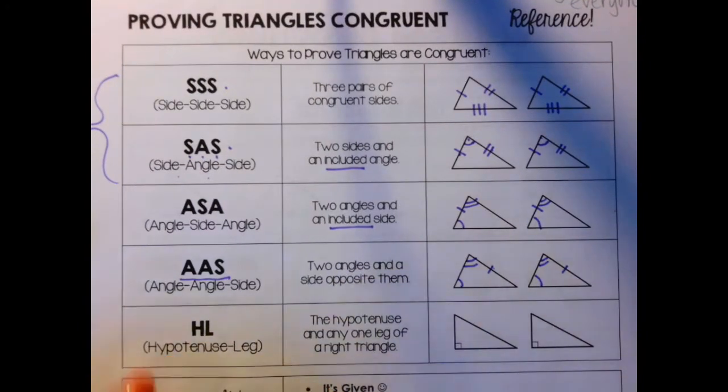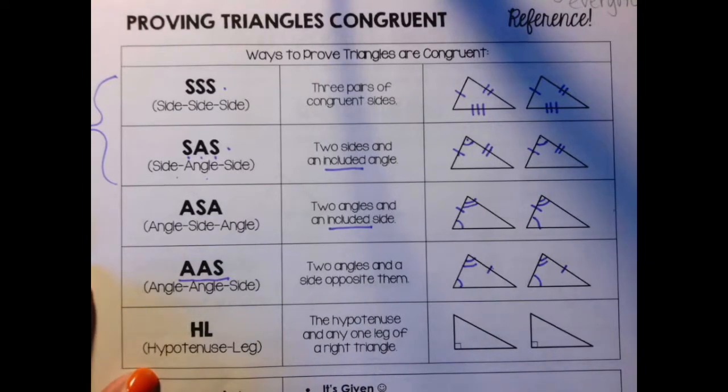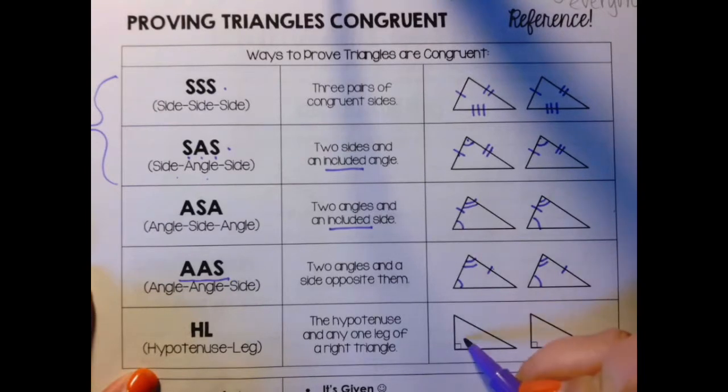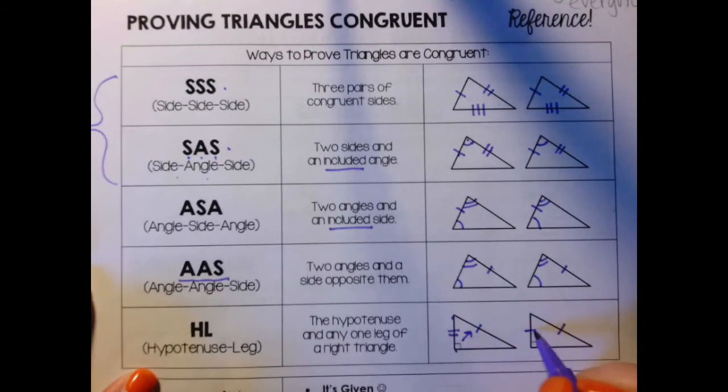And then the last one is going to be hypotenuse leg. We're not going to use this one too much, but I just wanted to quickly go over it. So if you have the hypotenuse and any one leg of a right triangle that are congruent, so hypotenuse is going to be across from that right angle. So if my 2 hypotenuses are congruent, and legs are the 2 sides that make up the right angle. So if I have one leg that's congruent to the other, then these 2 triangles are going to be congruent.